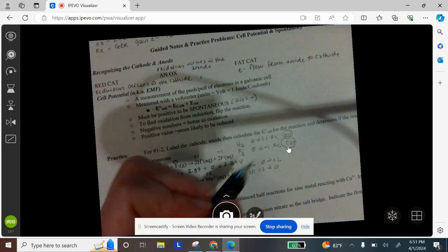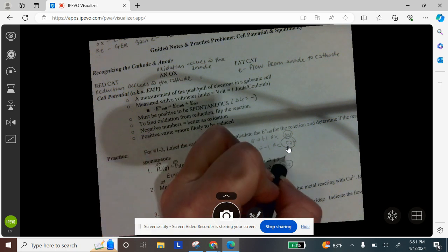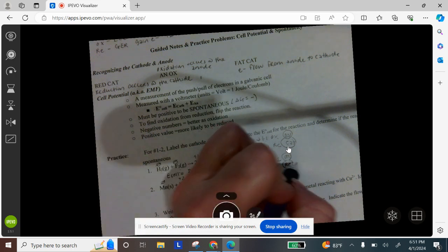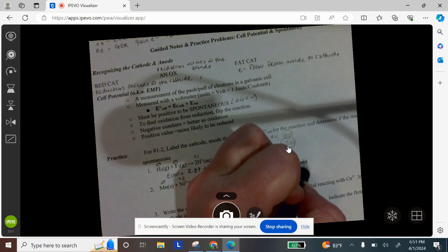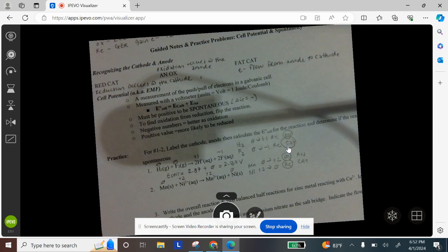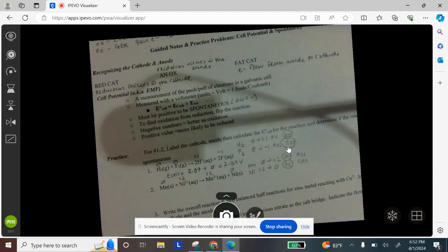So that means nickel was reduced. That means manganese was oxidized. And now let's figure out who's the cathode and the anode. So red cat, so our cathode is nickel, and our anode is manganese. Okay. Again, these things up here on the chart are reduction potentials. So whoever was reduced, you use that value like normal. So our reduction was the nickel, and it matters that it's nickel.